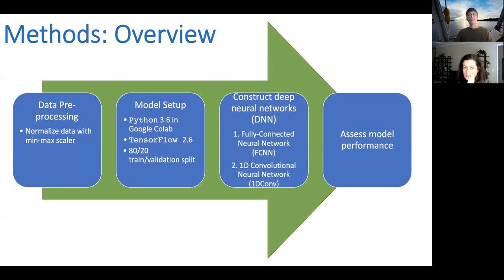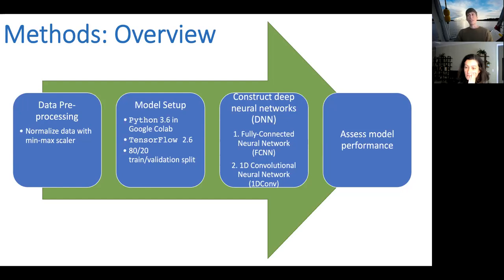So the deep learning coding was done using the Python package TensorFlow with Keras API, and all models were set up with an 80-20 train validation split, meaning that 80% of the data were used for training, and then the remaining 20% were used to validate the model accuracy, that the model can accurately predict the data. From here, two different deep neural networks were constructed. First, a fully connected neural network, and then secondly, a 1D convolutional neural network.